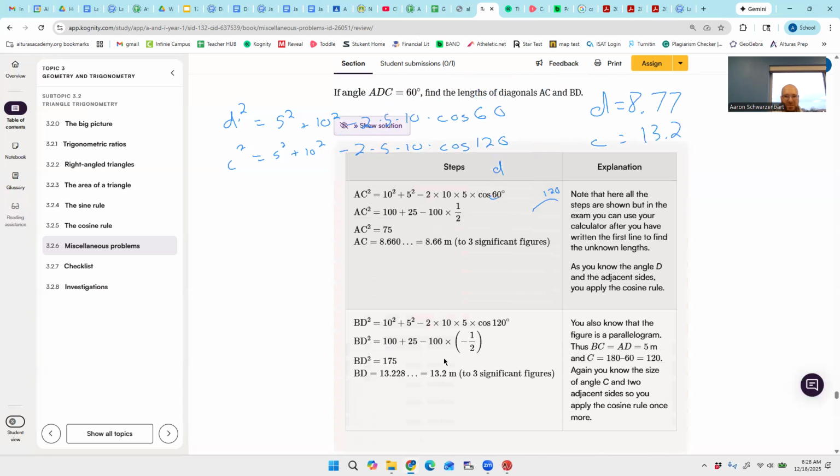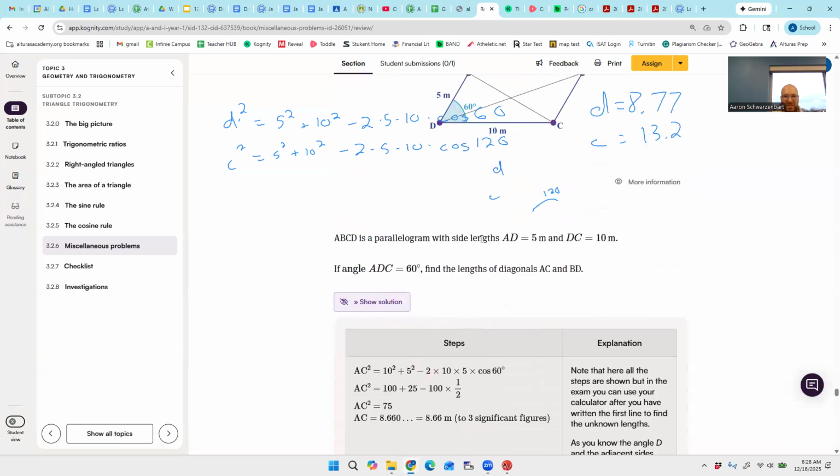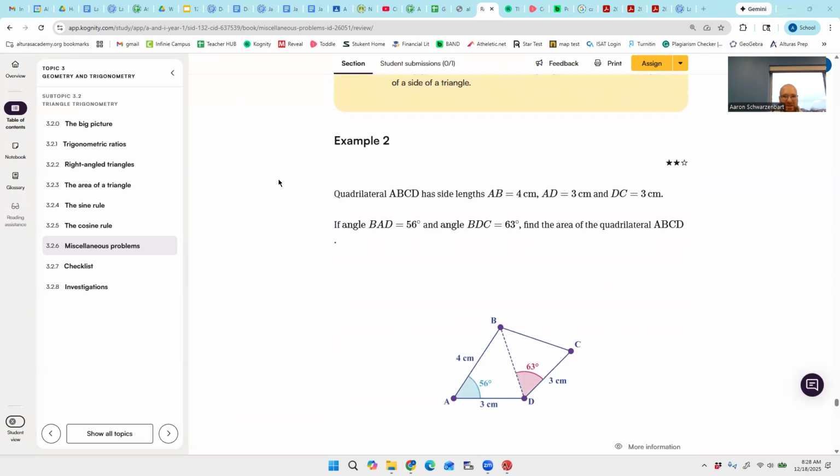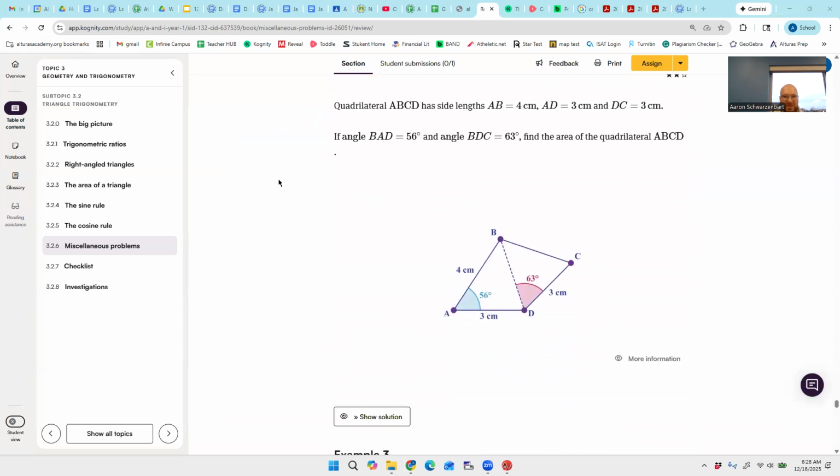So you did need to know the property of parallelograms that these angles, that with parallel lines, interior angles add to 180. That was definitely a lot of cosines. This one.